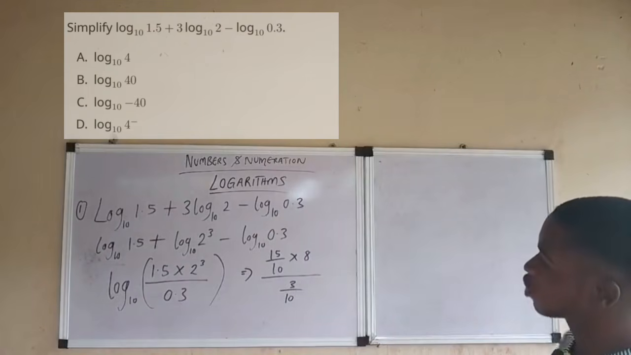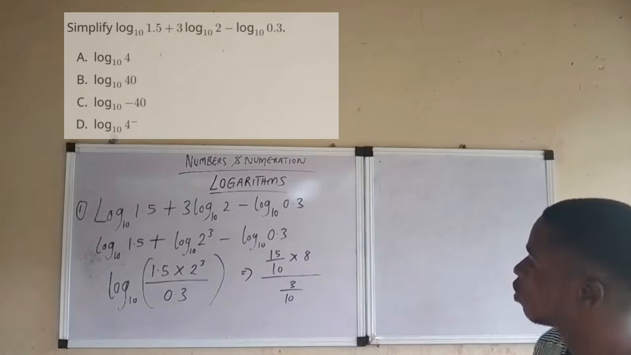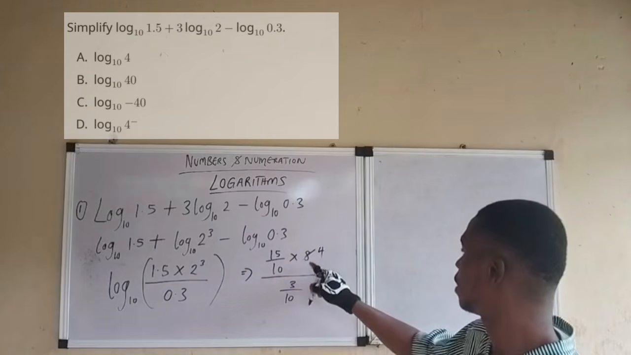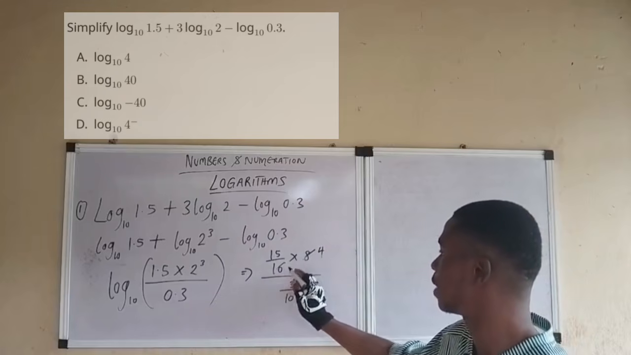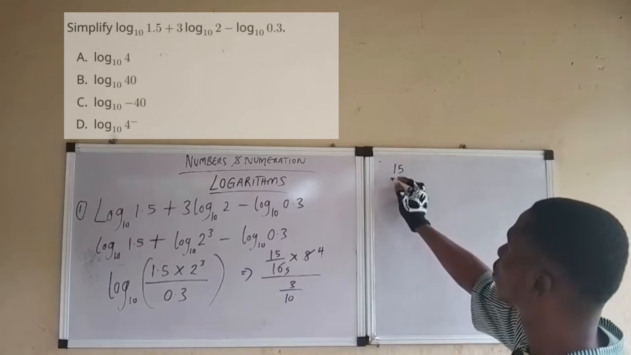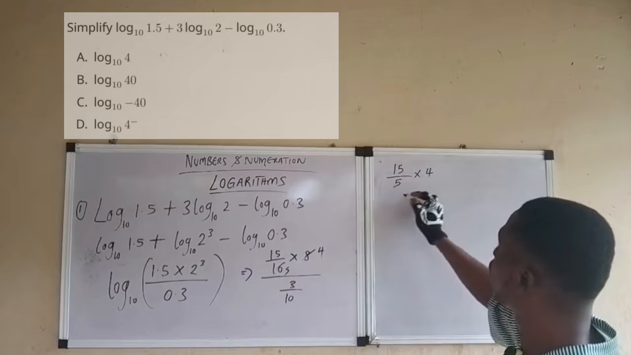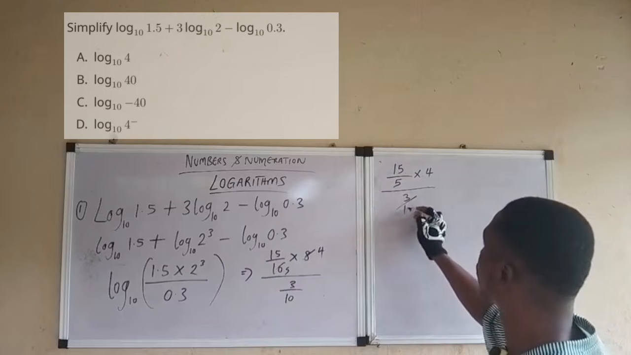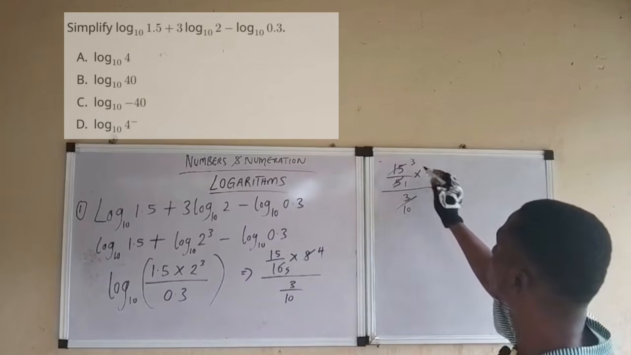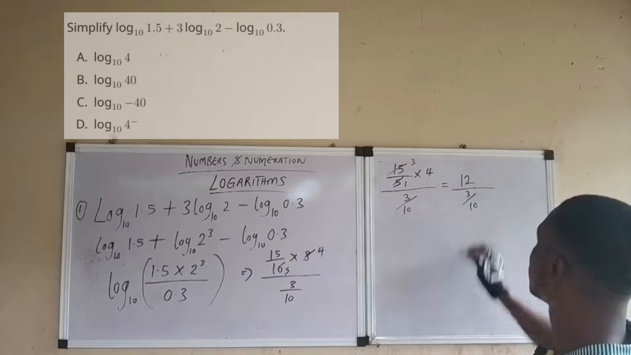Okay, now we're trying to simplify this expression that we have here. Now we can break down from this point. 8 divided by 2 is 4. Then 10 divided by 2 is 5. All right. So we are having 15 over 5 times 4 over 3 over 10. Now 5 in 15 is 3. So at the numerator, we have 3 times 4. That's 12, divided by 3 over 10.